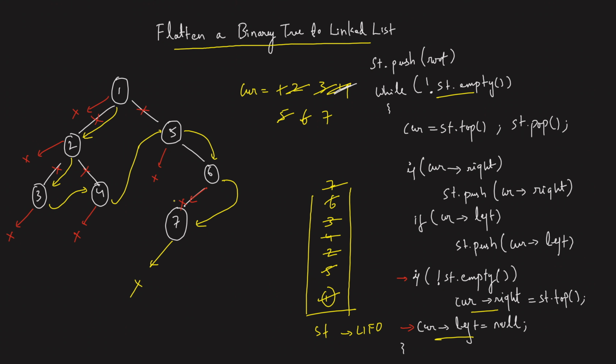Once my iteration has ended, if I just join the yellow dots, yellow are the right dots, it's going to be 1, 2, 3, then a 4, then a 5, then a 6, and then a 7. Indeed. And that's how you can flatten a binary tree to a linked list. Very straightforward. Insert right, insert left, and then just make sure you connect them. Again, it's very intuitive because you're inserting right and you're inserting left.